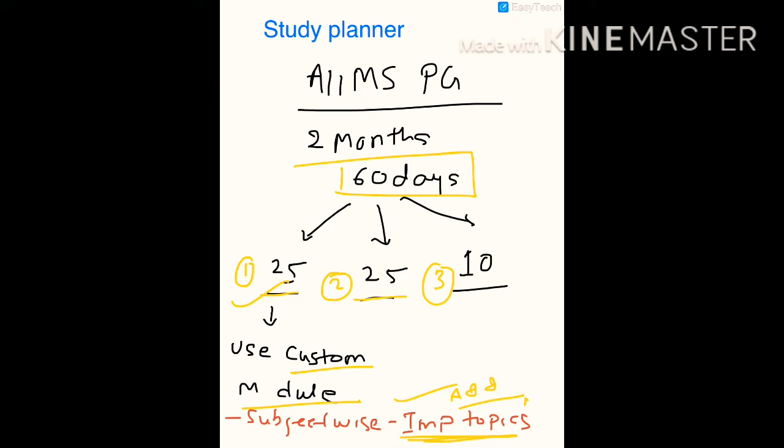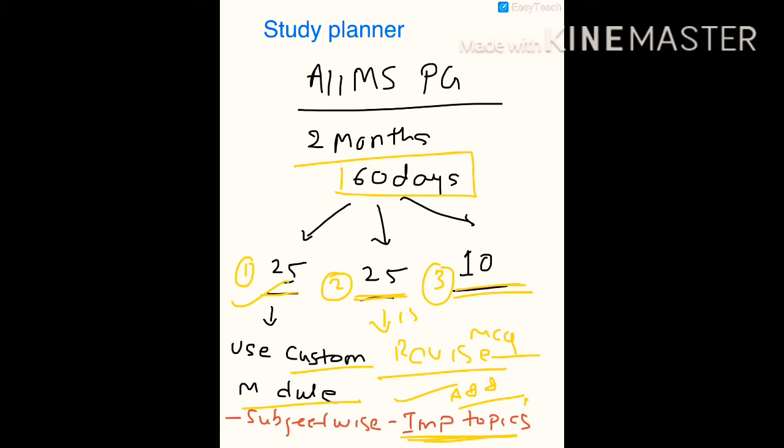Okay, then after 25 days, again for 25 days, revise those topics only and solve the same questions from the custom modules which are tagged with AIIMS PG. So again you revise the same topics and the MCQs from the custom modules, which you noted down in your notebook or in your notes. Okay, and in the remaining 10 days, revise the volatile topics, like in the custom module you get tags such as hashtag numbers or drug of choice or important topics.